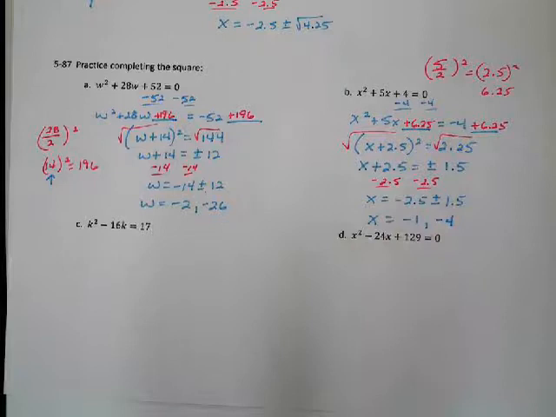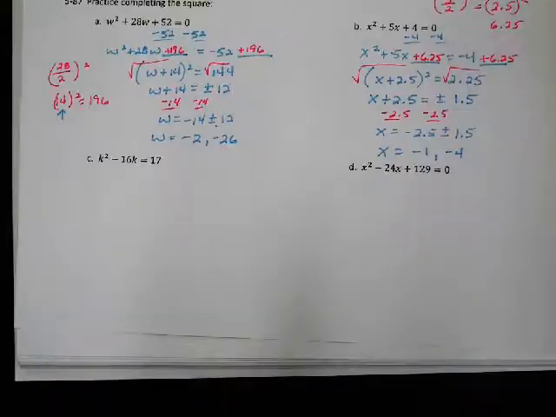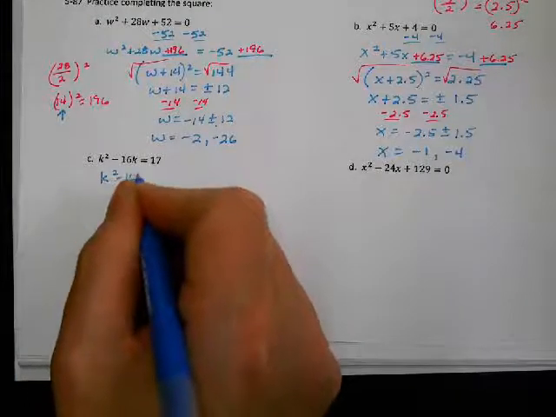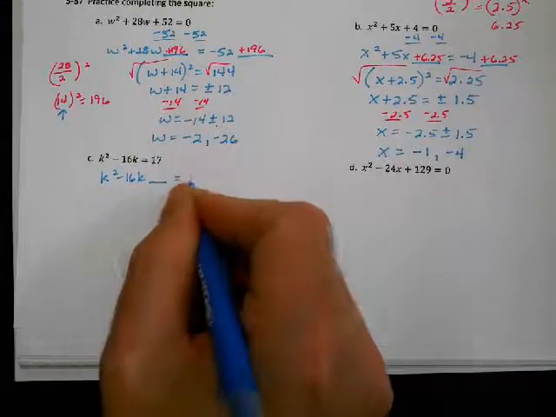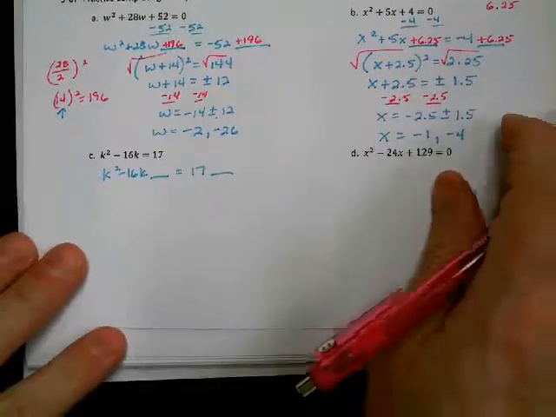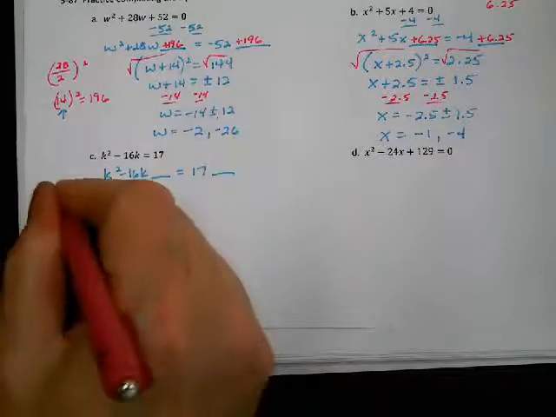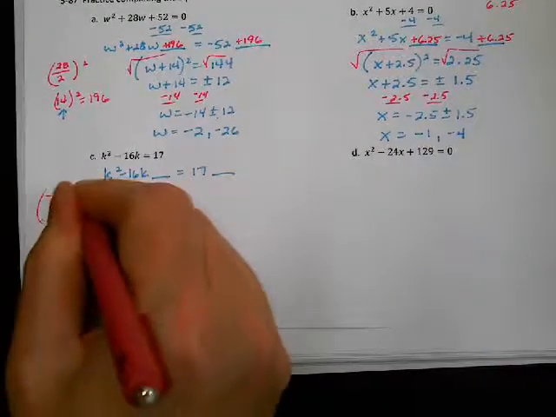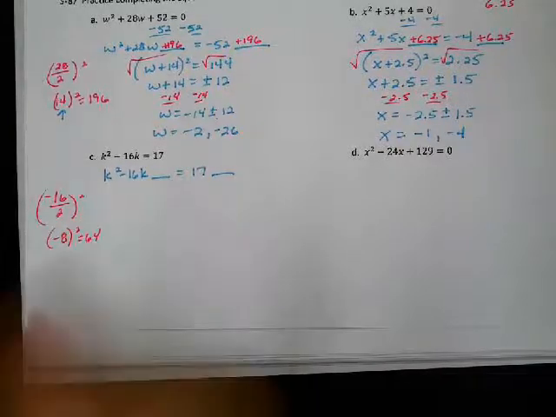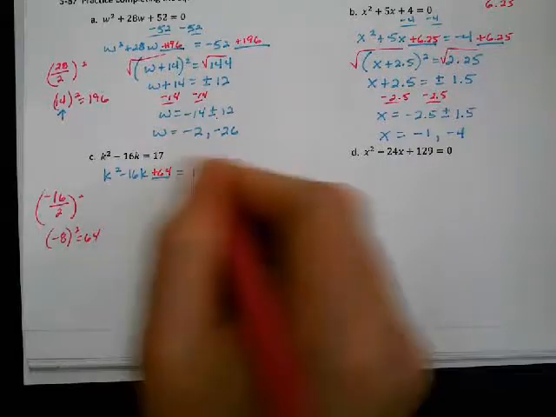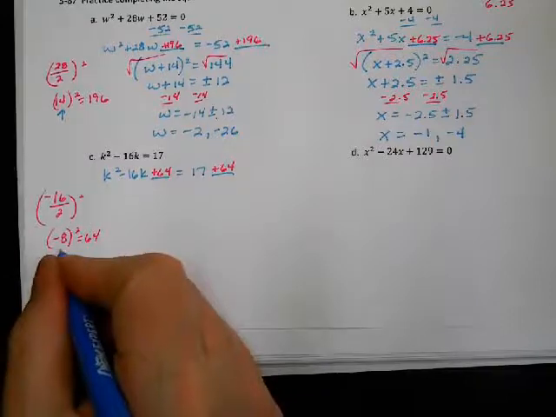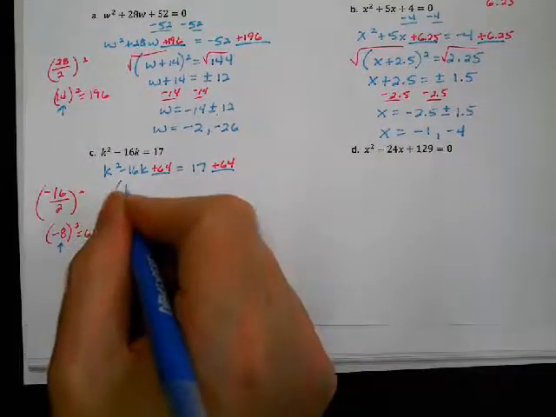All right, this one. I just need to find out what number to add to both sides. So I take the 16 and cut it in half and square it. So this is negative 8 squared, which is 64. So 64 is the number that I'm adding to both sides to make a perfect square binomial over there. So the number that I squared here was negative 8. So this is k minus 8 squared.